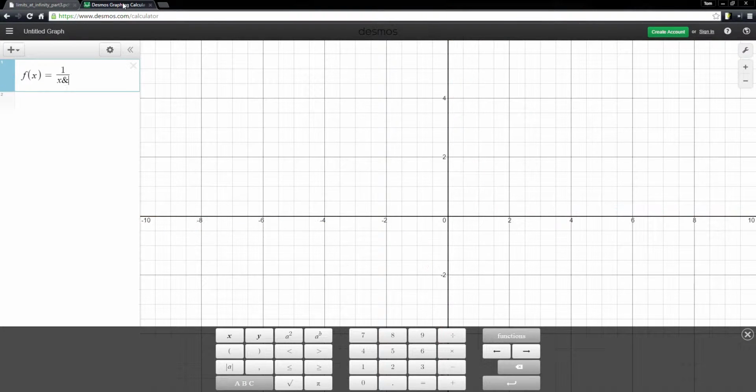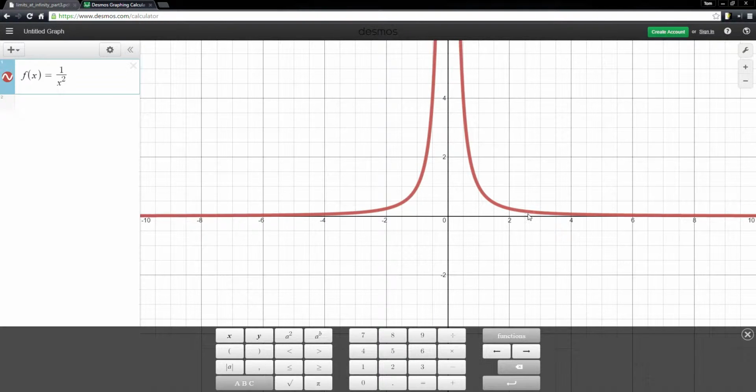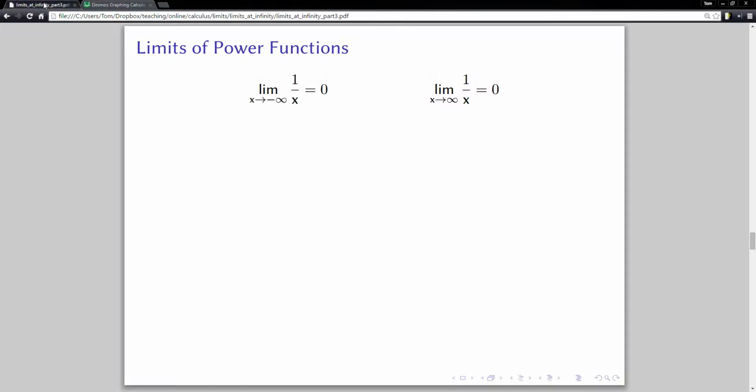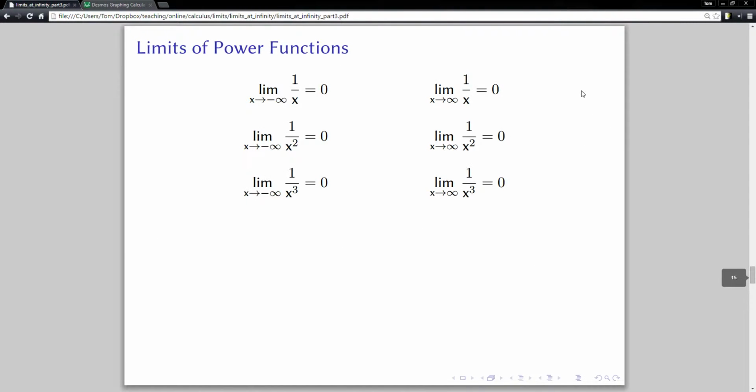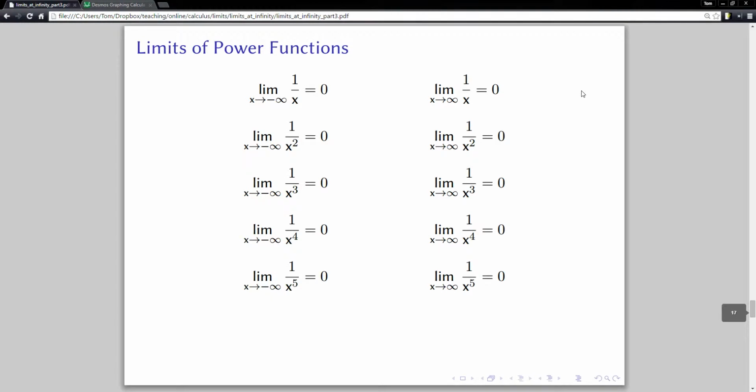And nothing really is going to change too much in terms of the limit. If I look at 1 over x squared, I still get the same situation where the limit as x goes to infinity is 0. The graph gets closer and closer to the x-axis. Same thing over here. So for these power functions, it doesn't really matter what the power is. There's 0 on both sides if you look at those.